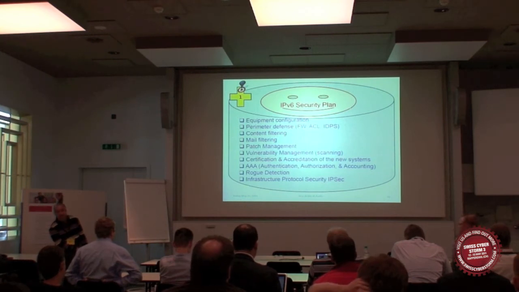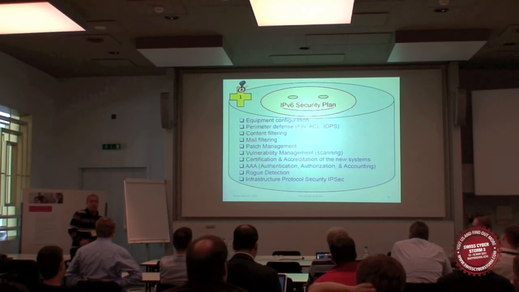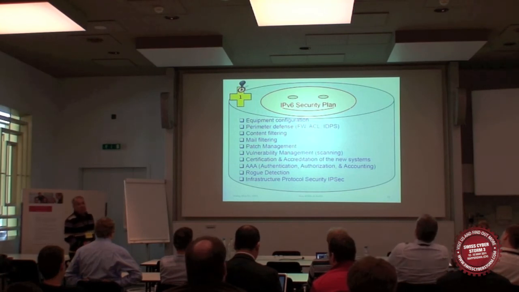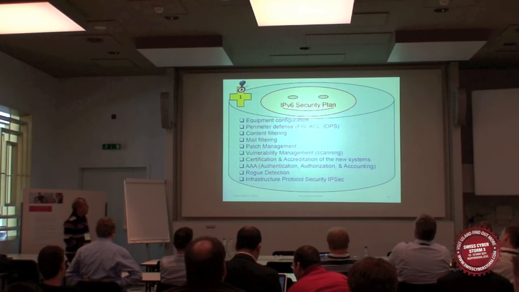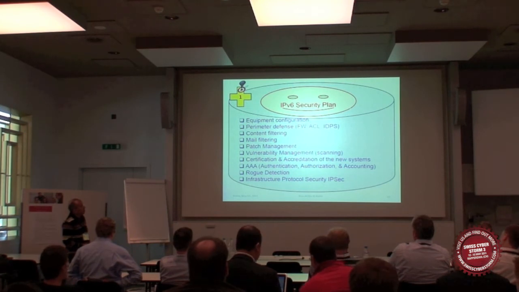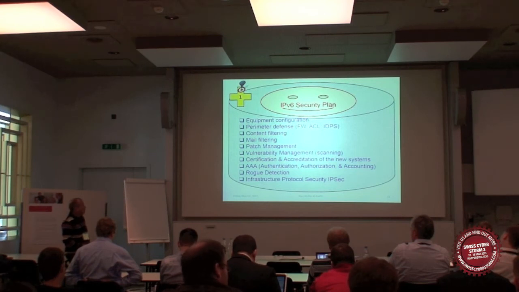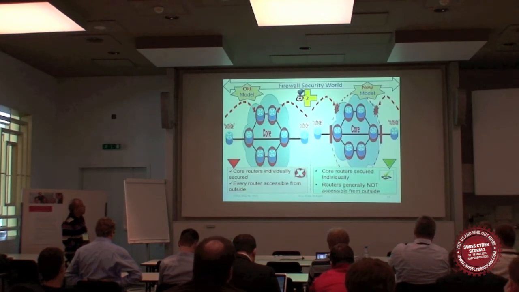Now, we need an IPv6 security plan. I ask you a question: if you have a security plan or a security policy for your organization, we need to set an IPv6 security plan, which considers the following core elements: equipment configuration, the perimeter defense, the IDS, the firewall, content filtering, mail filtering, patch management, vulnerability management, certification and accreditation, and the authentication, authorization and accounting for the DNS servers, and all this stuff. And of course, this is the basic that you have to start with, get trained on it, which is using IPv6.